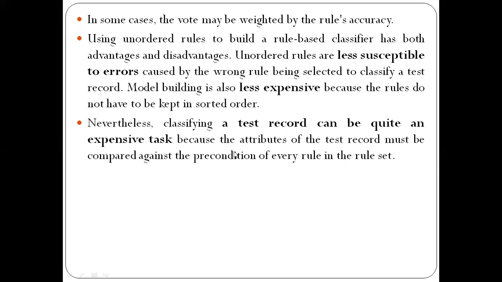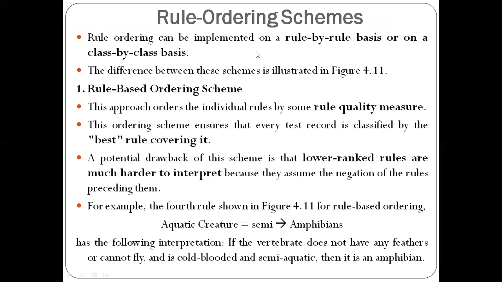So this is about the measures that we can use in order to overcome the problems that are caused whenever we do not have the mutually exclusive property. Either we can go with ordered rules or unordered rules. Now coming to the next thing, that is rule ordering schemes. See here how we can order the rules.